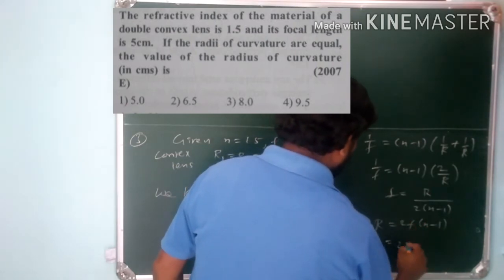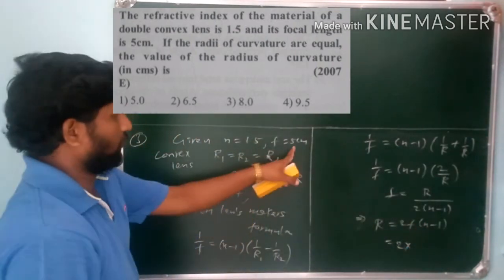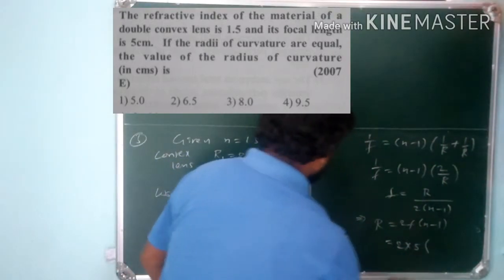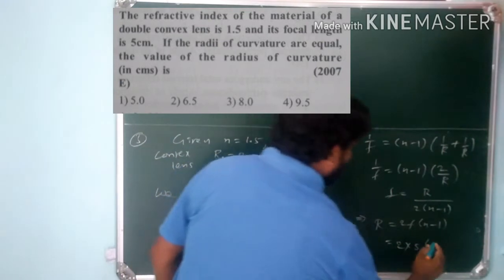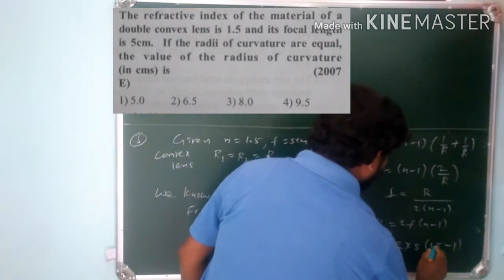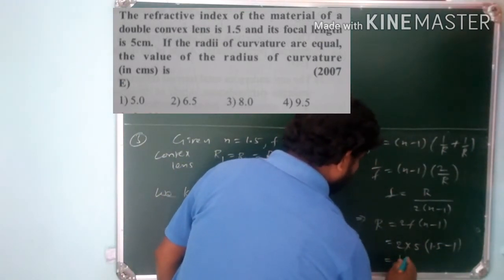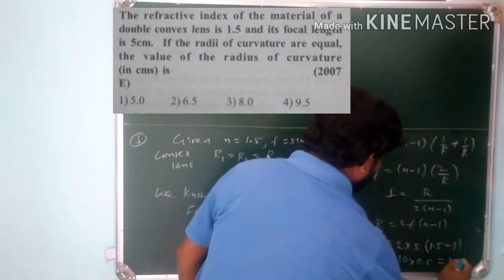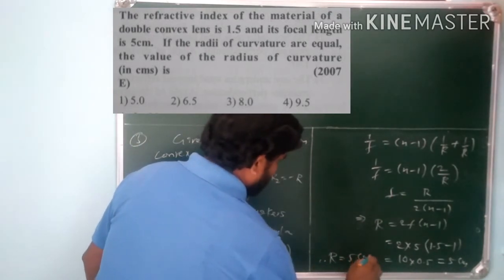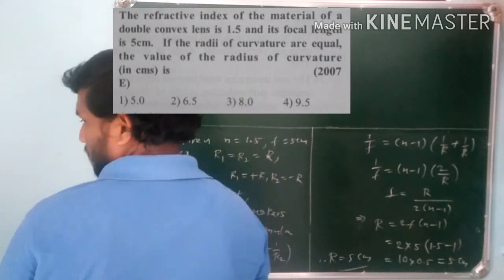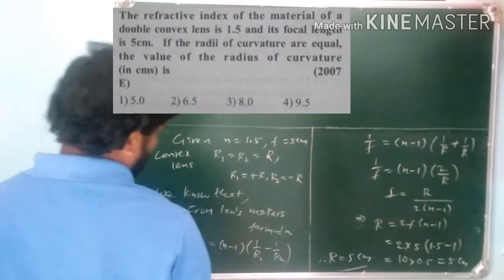Now substitute the values. 2 into what is the f value given? 5 centimeters. What is the n value given? 1.5. 1.5 minus 1. 2 into 5, 10. 10 into 1.5 minus 1, 0.5. It becomes 5. Therefore, the radius of curvature is 5 centimeters. Therefore, the option is first option, 5 centimeters.